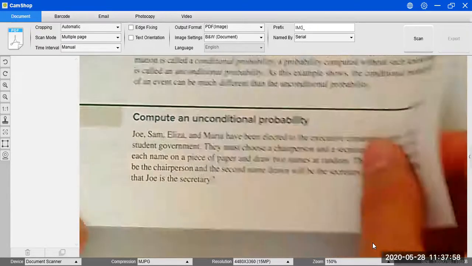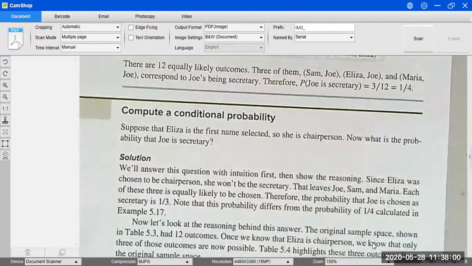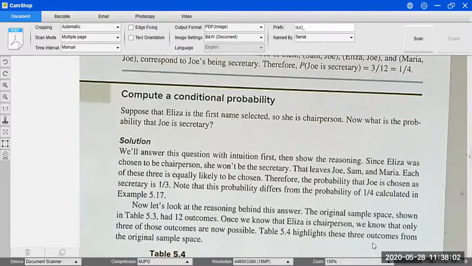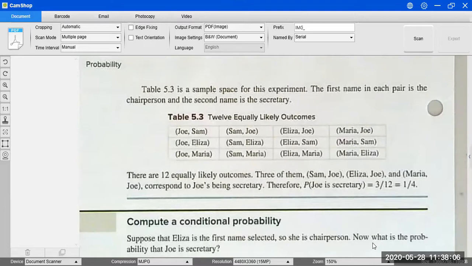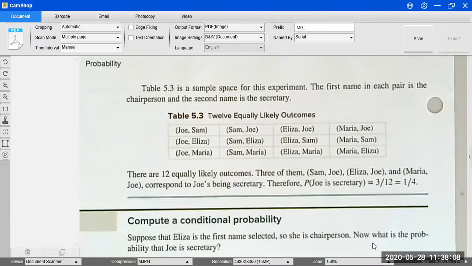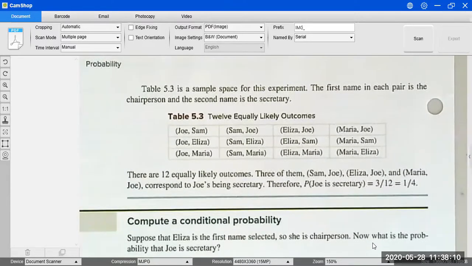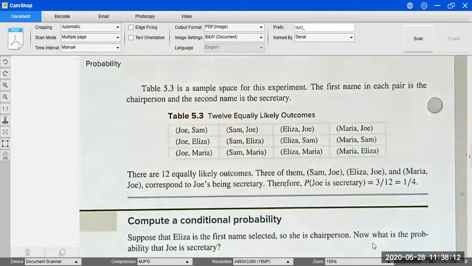So you're going to have here the sample space. This is the sample space for this experiment. The first name in each pair is the chairperson, and the second name is the secretary.